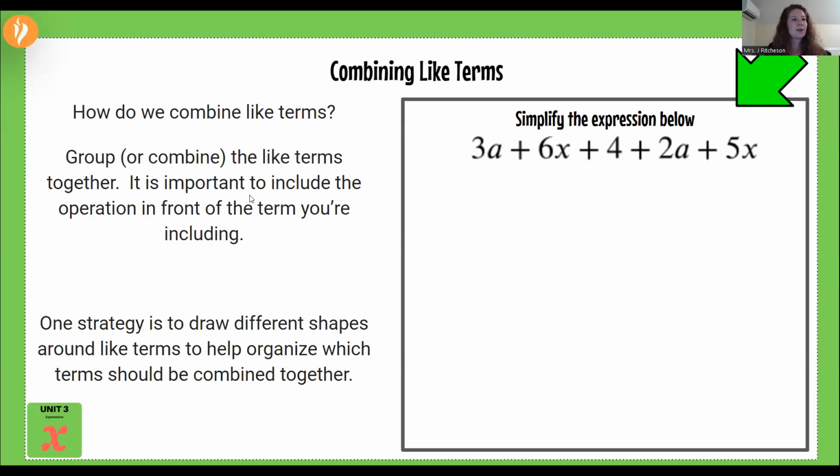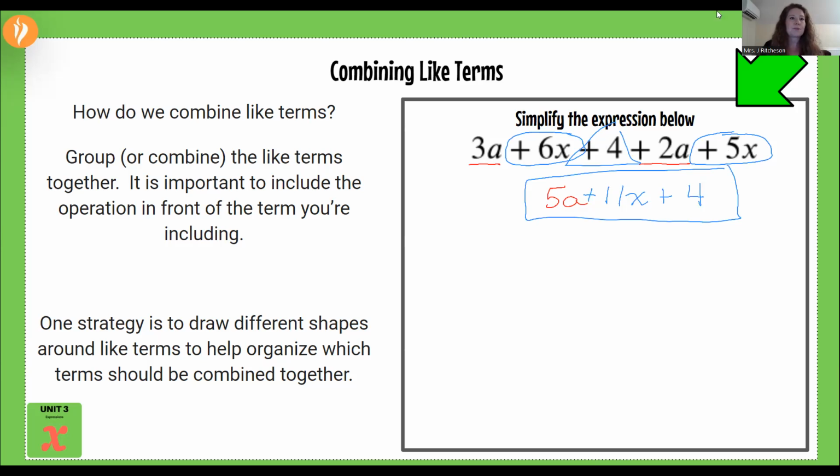All right, so let's look at this long expression over here to the right. So what is like 3a? Well, that would be positive 2a. So we have 3 apples, add to 2 apples, and we get 5 apples. All right, what is like 6x? 6x is like positive 5x. So 6 plus 5 is 11. So 6x plus 5x is 11x. And then the positive 4 is by itself, but it still must be part of our answer. So the final answer after combining like terms is 5a plus 11x plus 4.